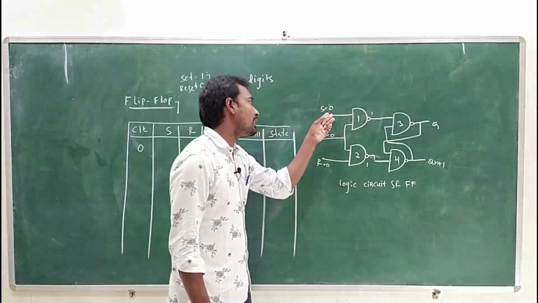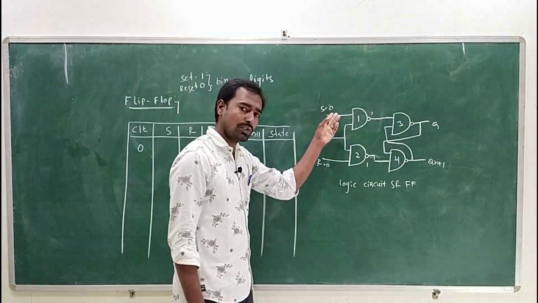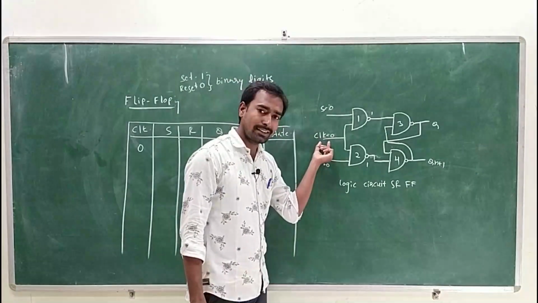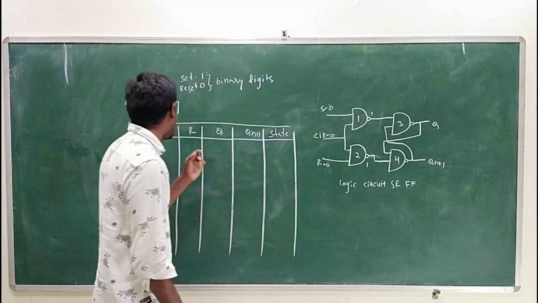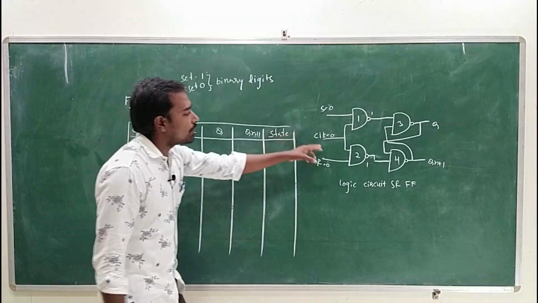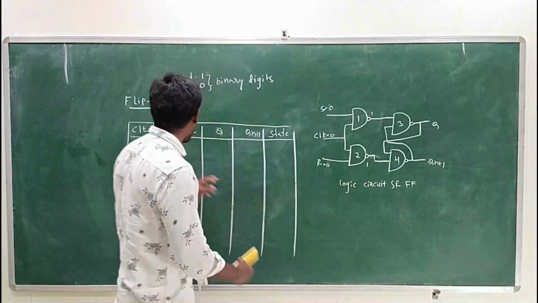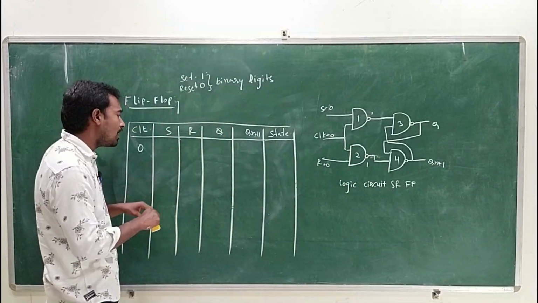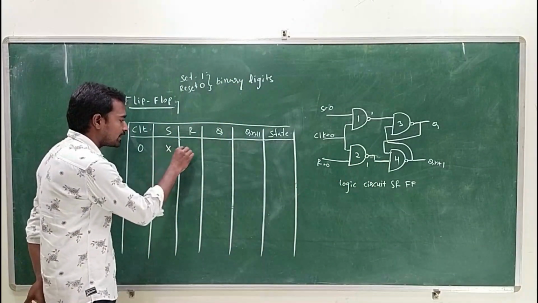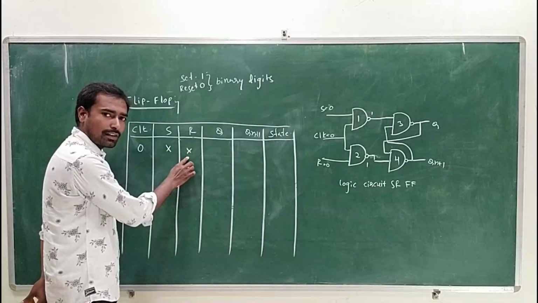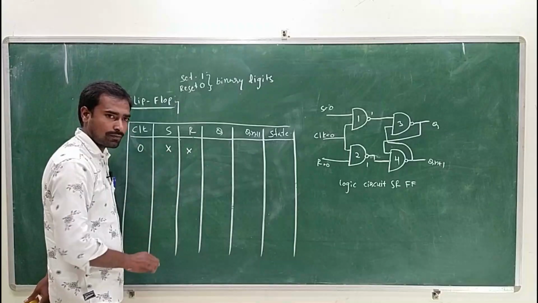So that's why whenever we are taking S equal to 0 or 1 and R equal to 0 or 1 in the presence of clock signal equal to 0, then we will get the output of NAND gates 1 and 2 equal to 1. So here I am taking S and R inputs as X. That means S is either 0 or 1, and R input is also either 0 or 1.